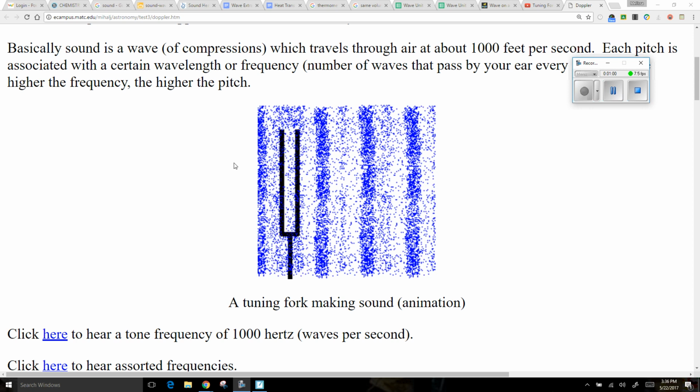What you'll see here is an animation of a tuning fork, and you'll notice as the prongs actually vibrate back and forth, they create areas of compression of the air particles and areas where the particles are actually stretched away from each other. Where we have an area of compression, it's called compression, and where we have an area where the air molecules end up being less dense for a moment, that's called an area of rarefaction.